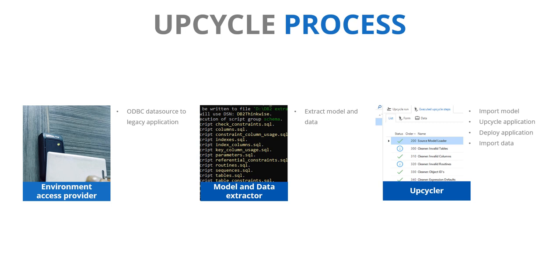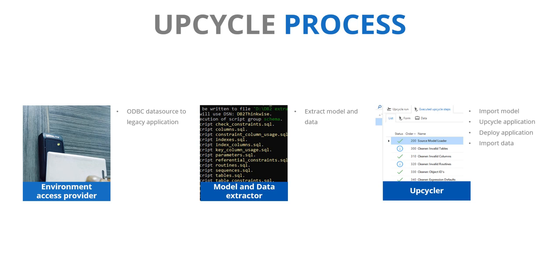In this video, we are going to look at the upcycle process. This process consists of the following steps. First, we will create a data source to the legacy application. After this, we will use the ThinkWise extractor to extract both the model and the data of the legacy application. The extracted model will be imported into the ThinkWise upcycler.